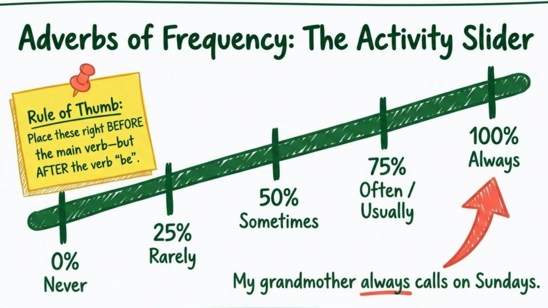Adverbs of frequency, the activity slider. Frequency adverbs slide along a scale from 0 to 100%. Never, rarely, sometimes, often, always. Here's the placement rule of thumb. Put these right before the main verb, but after the verb be. My grandmother always calls on Sundays. Always sits right before the action it's describing.